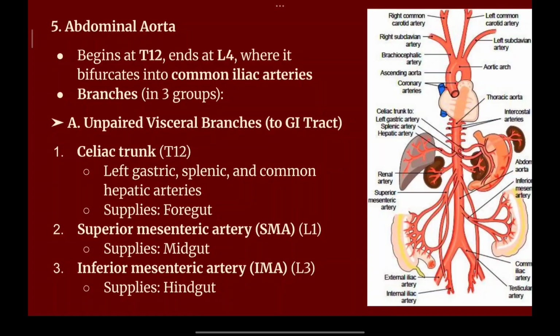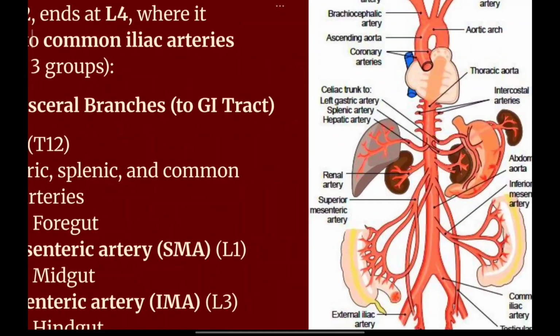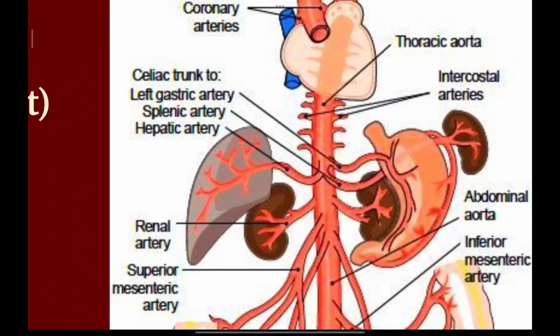We'll first see the first group, which is the unpaired visceral branches. So these are not in pairs; they are single. The single artery is going to divide into branches. So the first unpaired visceral branch is the celiac artery, which is at the T12 level. Here the celiac artery is again dividing into three different arteries, which are the left gastric artery, splenic artery, and common hepatic artery. So here the left gastric artery is going to supply blood to the stomach.